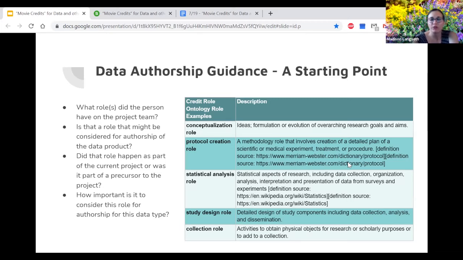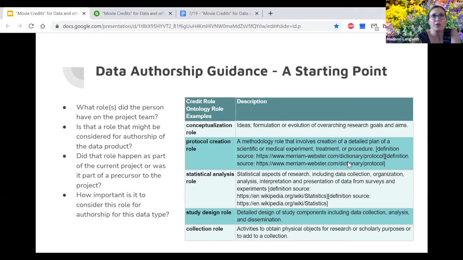And here's where the contributor role ontology comes into play and the subset that the cluster selected. If the person had a role that might be considered for authorship, it's just that, consideration, not necessarily that they automatically deserve to be an author. There are still other factors to account for beyond role, as we saw in some of the responses for the Slido.